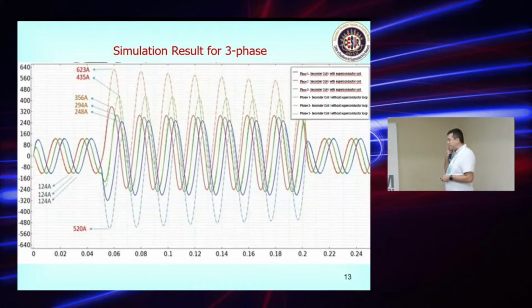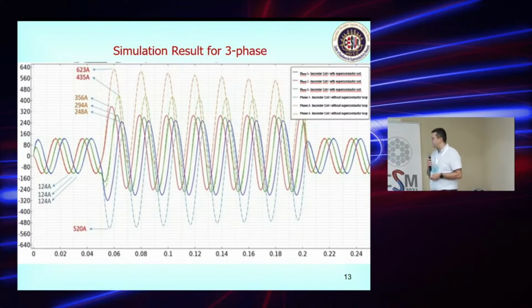For three phase, we see the current limiting here. These are the simulation results without superconductor, and these are the three phases of the transformer with superconducting loop, and the nominal current value is here.